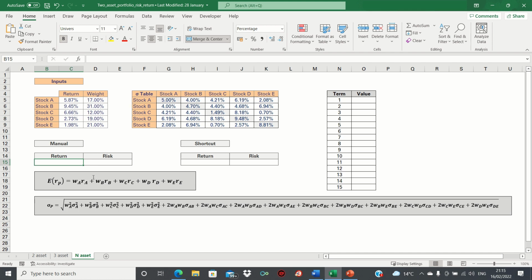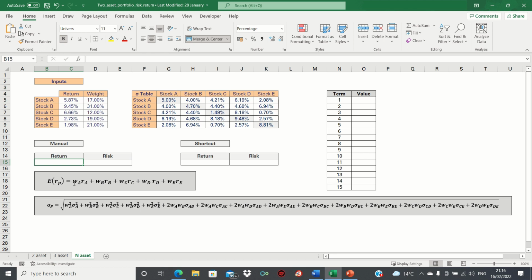At the bottom, we have the formulae that are used to calculate the expected return and the standard deviation of a 5-asset portfolio. We'll use these formulae to calculate the outputs manually and equally to prove that the shortcuts that we're going to use are accurate. Let's get started by calculating the expected return manually.